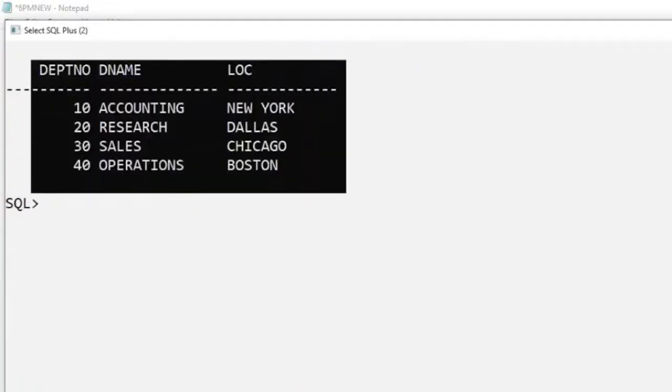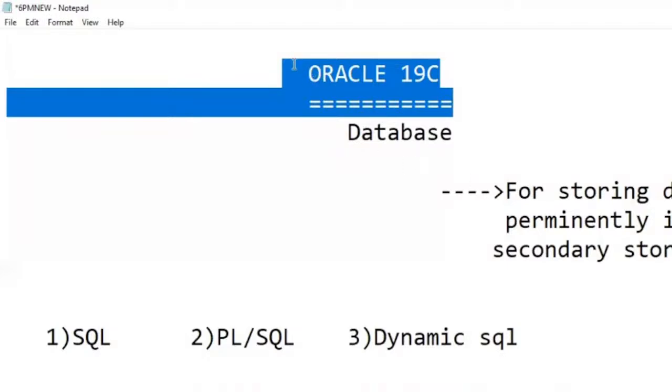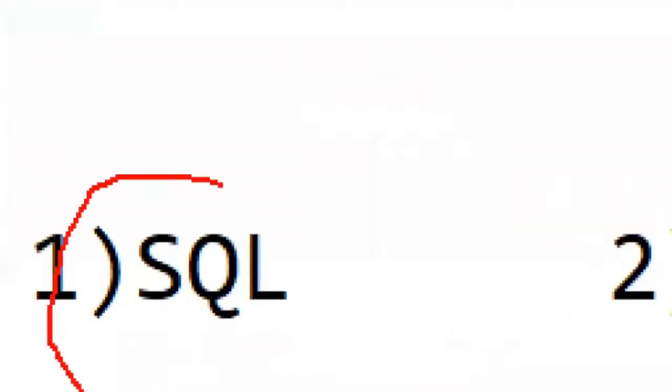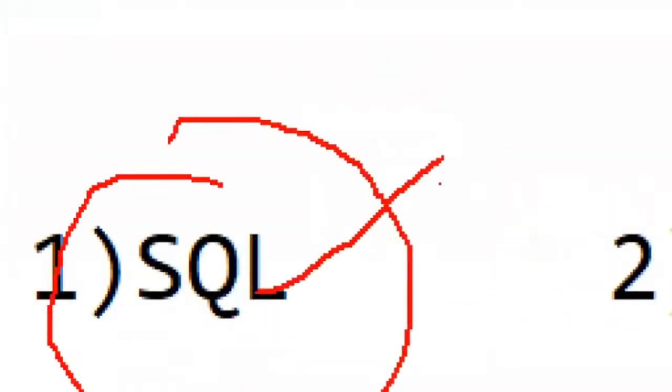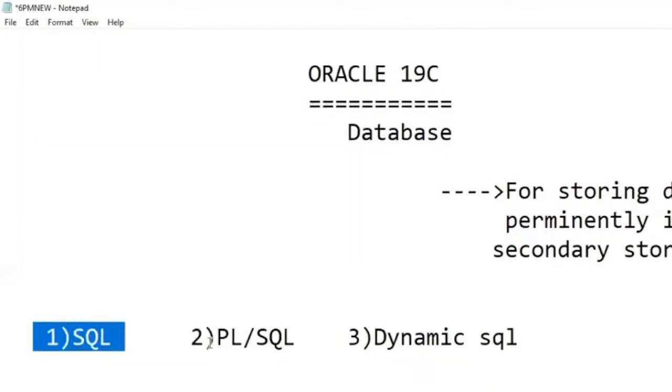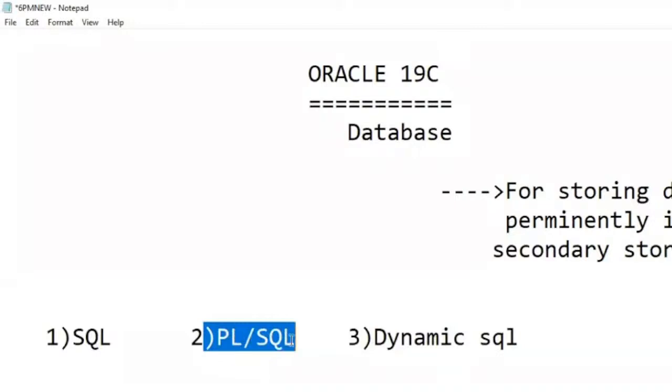Now for operating these relational data model products, one universal language is there. What is that? SQL, structured query language. But to operate the Oracle product, not only the SQL language, three languages are there. One is SQL, another one is PLSQL, procedural language extension for SQL.